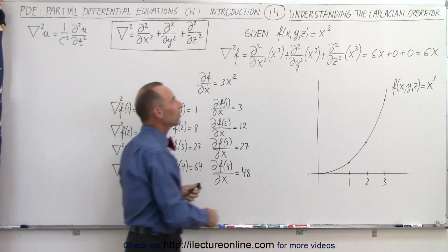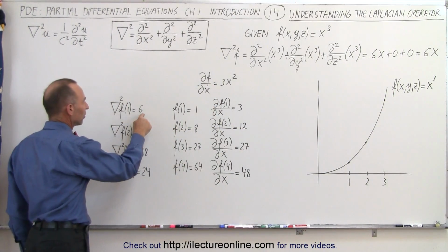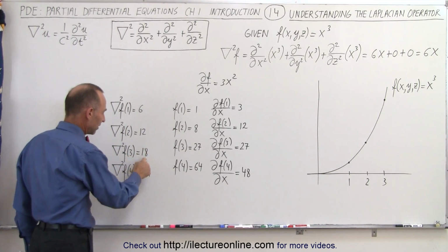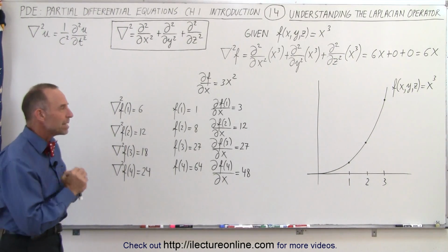Now we take a look at the Laplacian evaluated at those 4 points. Notice when we take the Laplacian, we get 6x. So when x is equal to 1, the Laplacian gives us 6. When x is equal to 2, it gives us 12. When x equals 3, it gives us 18. And when x equals 4, it gives us 24. Now what does that really mean?